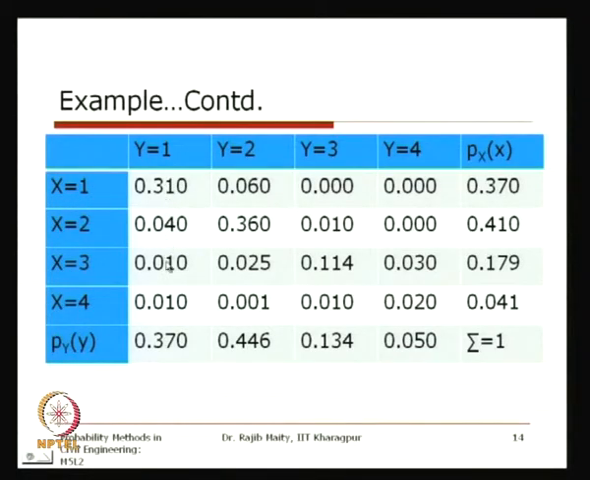So this should be added up like this to get that the probability of y equals 1 is equal to 0.377, probability y equals 2 is equal to 0.446, y equals 3 is 0.134, and probability y equals 4 is equal to 0.050.